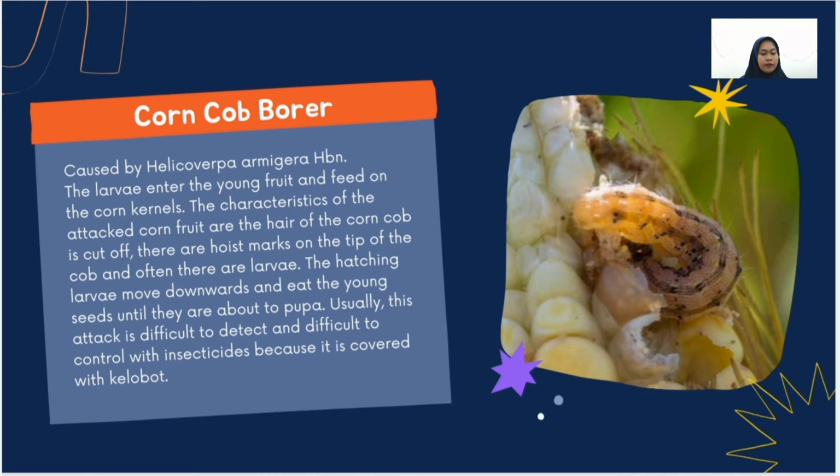Then there is the corn cob borer, caused by Helicoverpa armigera. The larvae enter the young fruit and feed on the corn kernels. The characteristic is that the hair of the corn cob is cut off. There are hole marks on the tip of the cob, and the hatching larvae move downwards and eat the young seed until they are about to pupate.